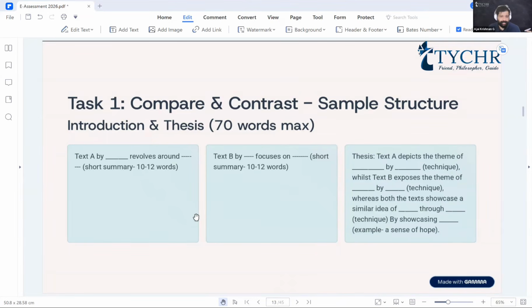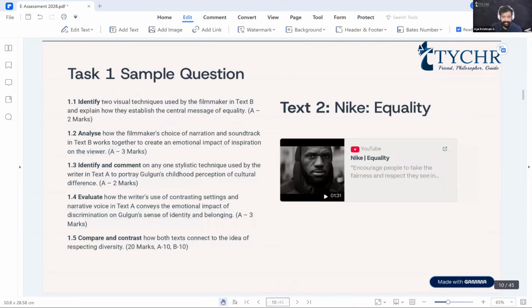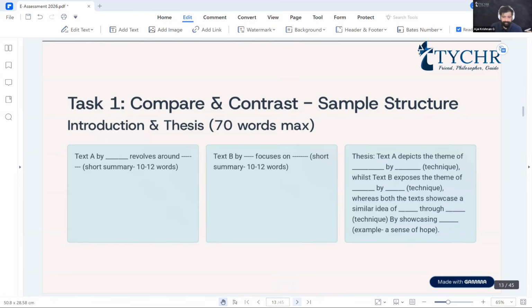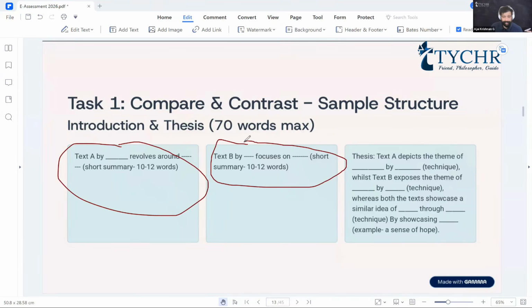Of course, you start by introducing both texts. This is the first paragraph, the introduction paragraph, wherein you introduce what text A is. If you're taking this example, text A is an opinion article by an author about the experience she had when she traveled from her hometown to a university in Georgia. So the text revolves around the racial injustice she faced there. I'll explain what the text is in a brief summary in one or two lines. Again, text B: I'll explain what text B is focusing upon to showcase its idea.